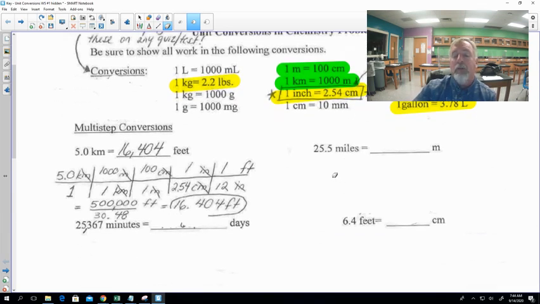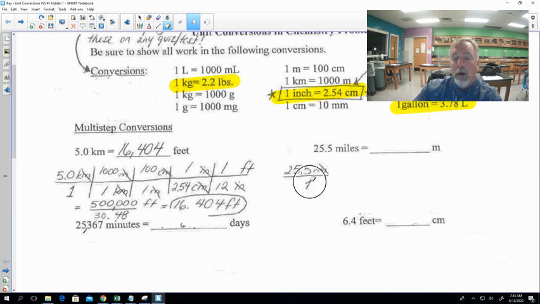So let's look at our 25.5 miles. Again, where are we going to start? Where are we going to end? We know that we're going to need to go through a gateway here because we're in our English system, miles, and we're going to meters. So somehow we got to get to this 1 inch equals 2.54 centimeters. How are we going to do that? We know we're going to go from miles to inches.